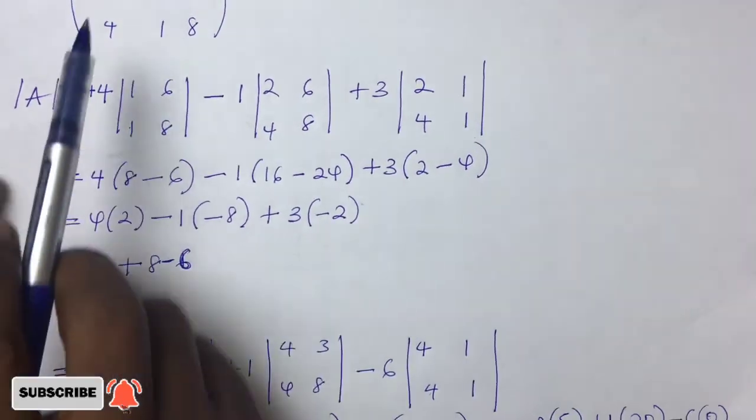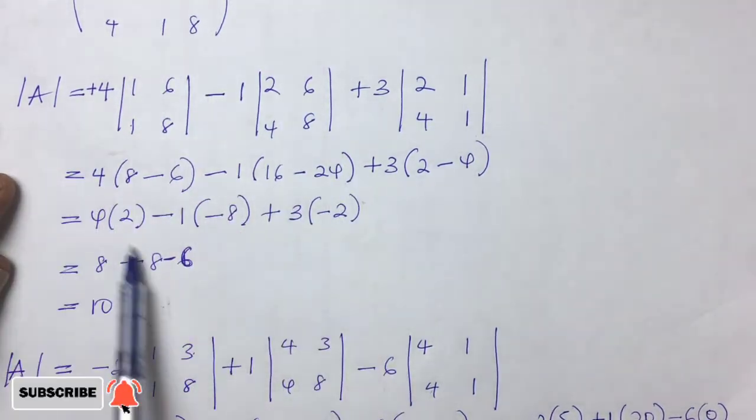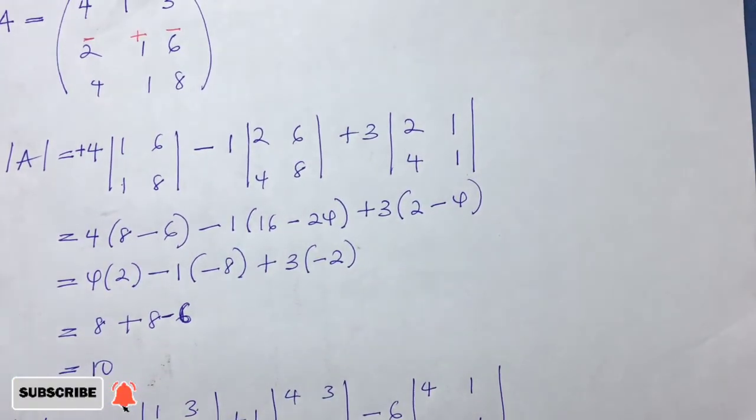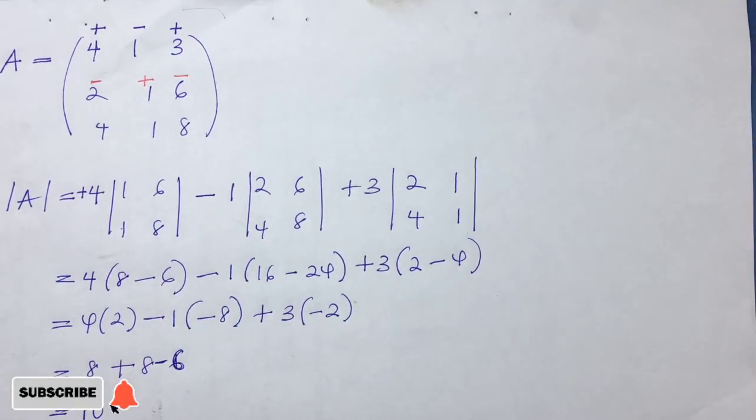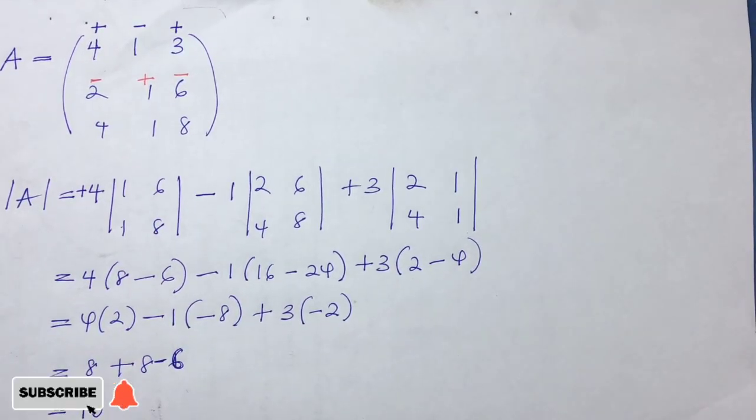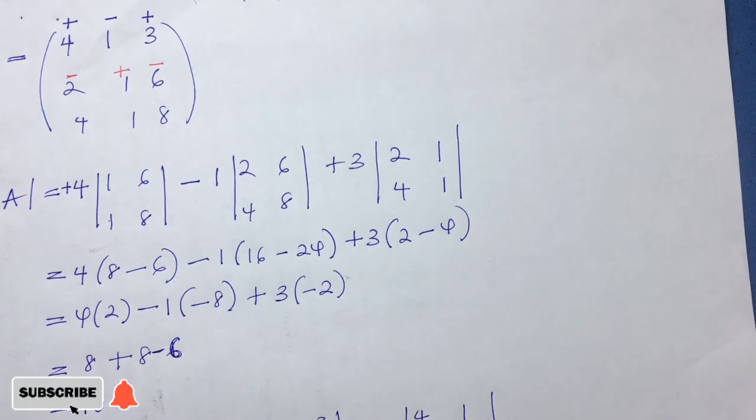Please, you can try your hands on getting the determinant of a 3 by 3 matrix using this method called the alternative method. For this example, use the third row, the first column, the second column, and the third column, just like I've shown you. It is easy.